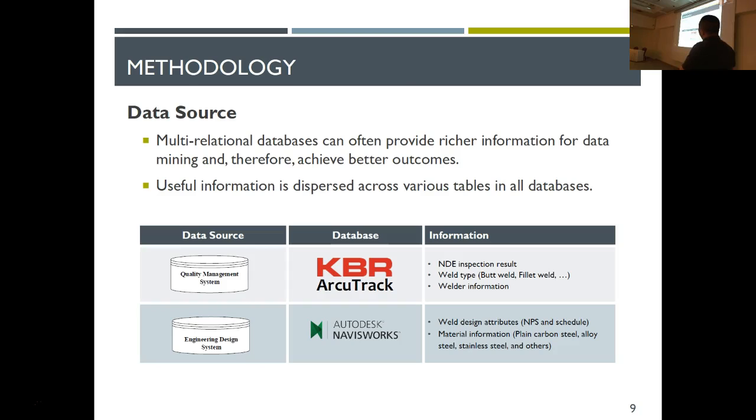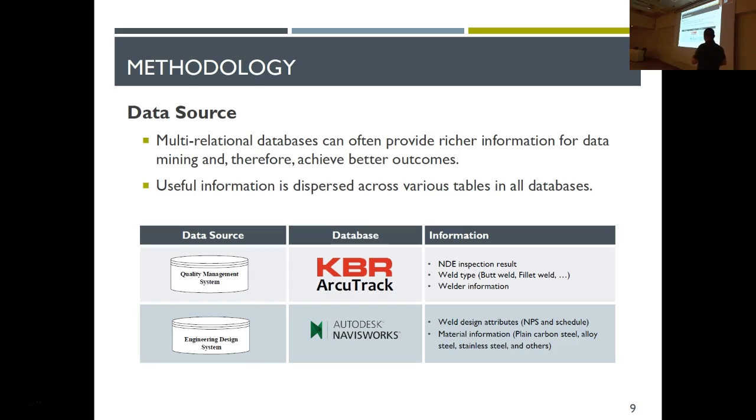As we know, multi-relational databases can often provide richer information for data mining and therefore achieve better outcomes. That means useful information is dispersed in various tables from different databases. So in this research, we use 2 data sources. The first one is a quality management system called AppTrack. It has been implemented by KBR for 10 years. And the second one is the engineering design system.